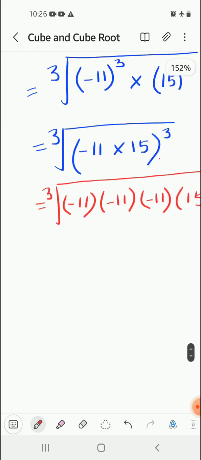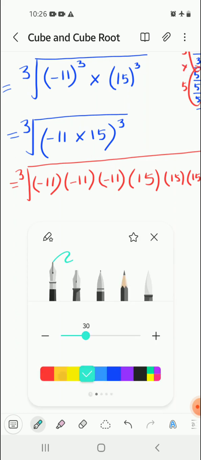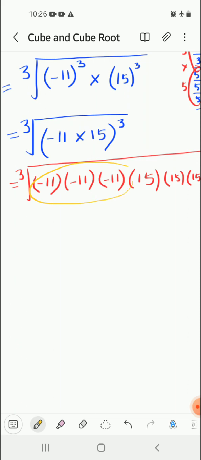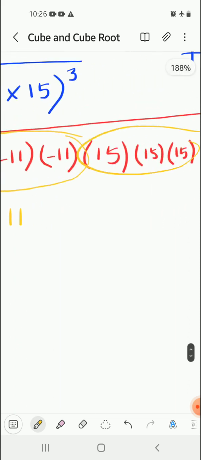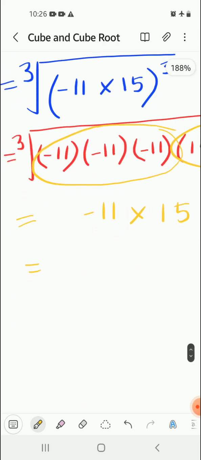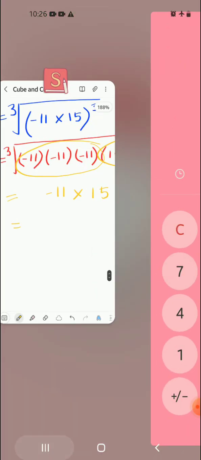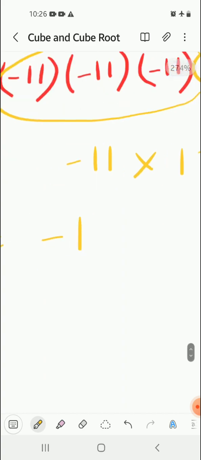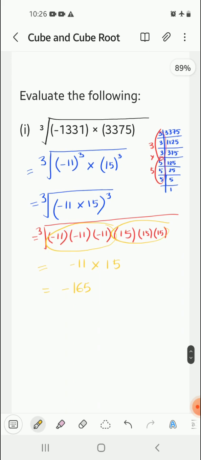So what we technically do is we take out 1 from each group. From this group we take out 11, and from this group we take out 15. And for doing so, this cube root will get cancelled. So simply multiply the answer, minus 11 into 15. So 11 into 15 is 165, and the minus sign prevails. So this will be the answer of our question of evaluation.